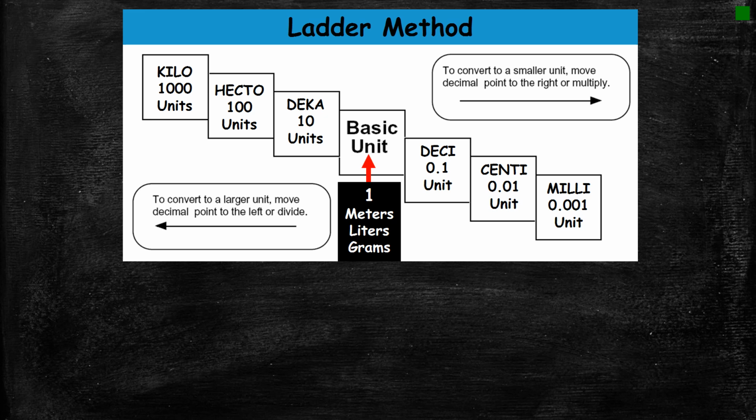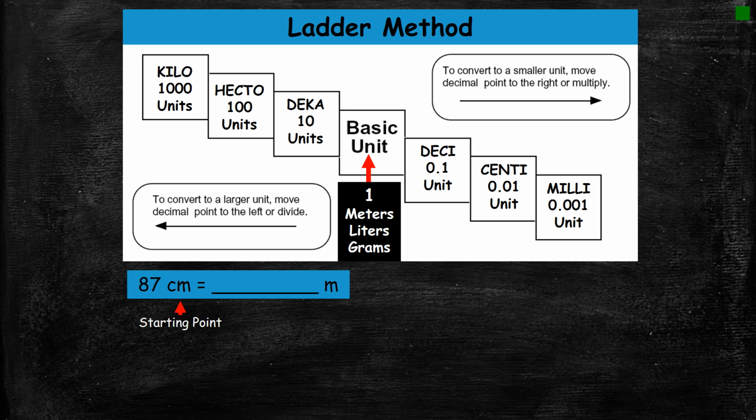Okay, so now we're going to do a practice problem. I filled in the ladder already, and I'm going to give you this problem: 87 centimeters, convert it into meters. So ask yourself the starting point: centi, and you notice I put an arrow underneath the centi. Where's my ending point? Meters, and I put an arrow at the basic unit. Now don't confuse the m for milli.